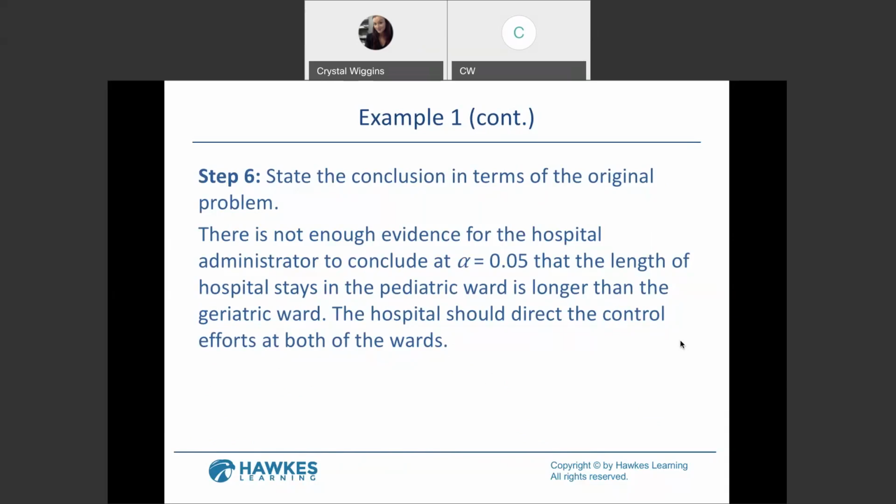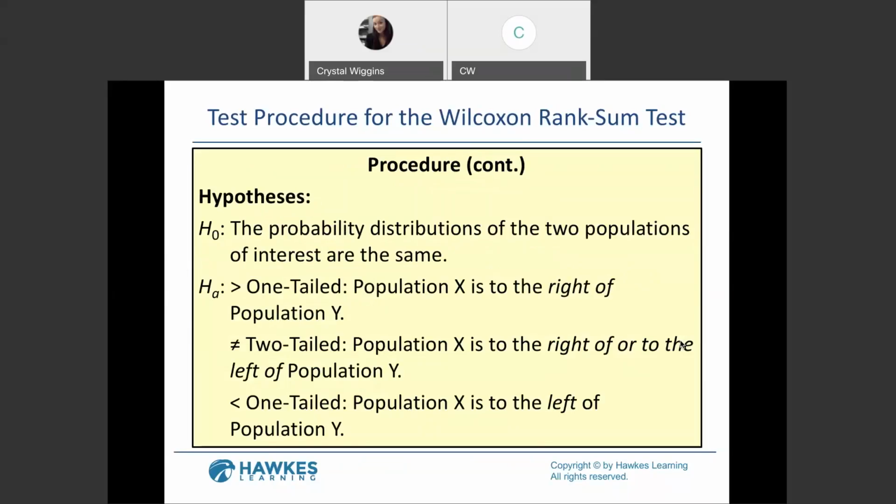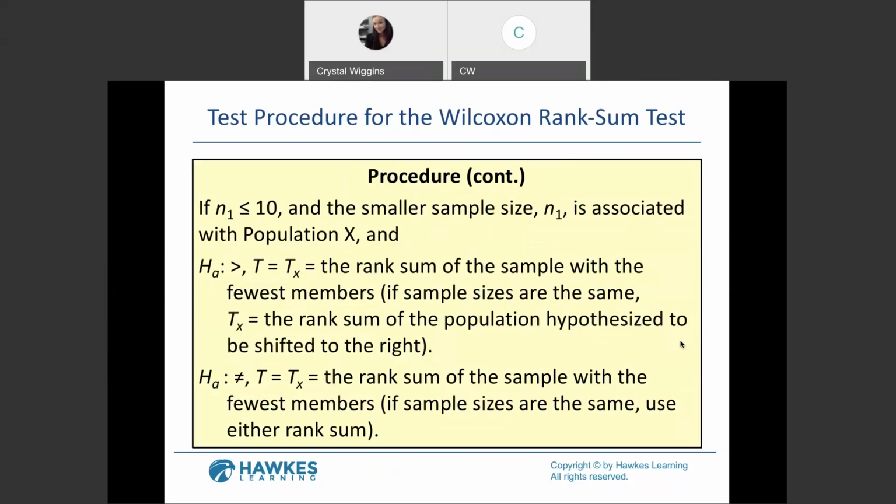Assumptions are that the data has to be able to be ranked and that the two samples are independent and randomly selected. The null hypothesis is always going to be set to the probability distributions of the two populations of interest are the same, while the alternative can be one-tailed or two-tailed. Okay, the first size of the sample is the smaller of the sample sizes, and the second one will be the larger if they're different.